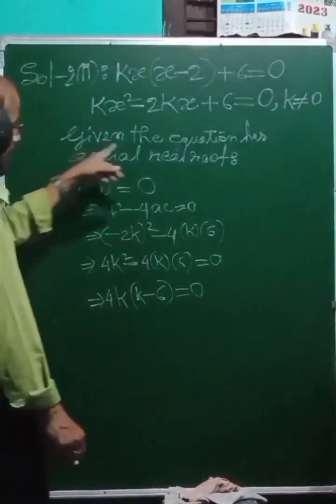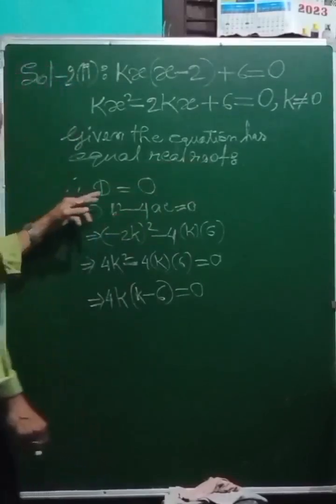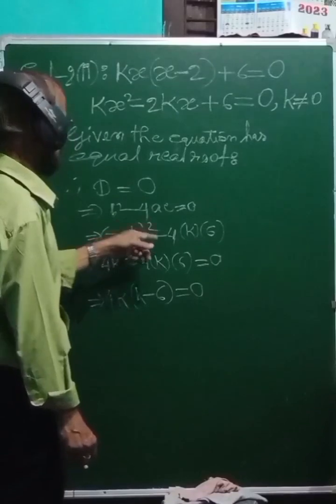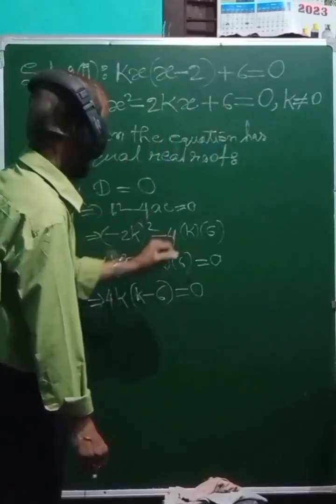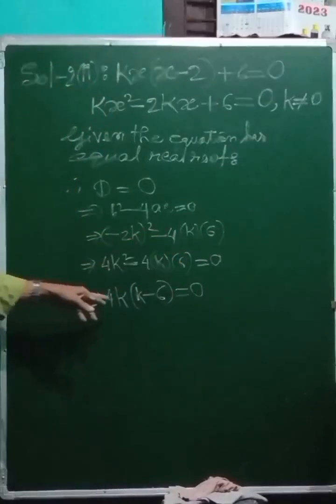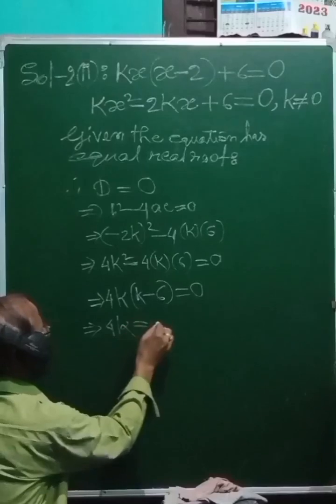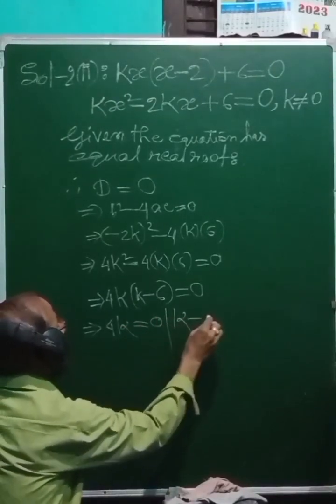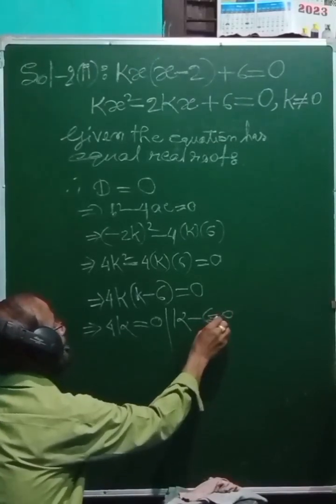So you start the solution. Given the equation has equal real roots, therefore D = 0, which implies b² − 4ac = 0, that is (−2k)² − 4ac = 0, where a is k and c is 6. By simplifying, we are getting two factors: 4k(k − 6) = 0, which implies 4k = 0 or k − 6 = 0.